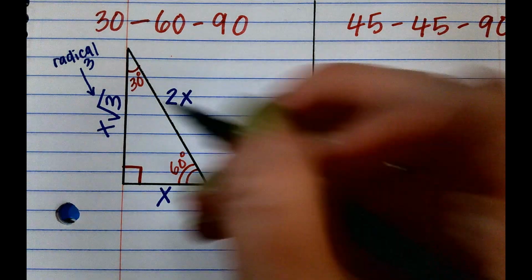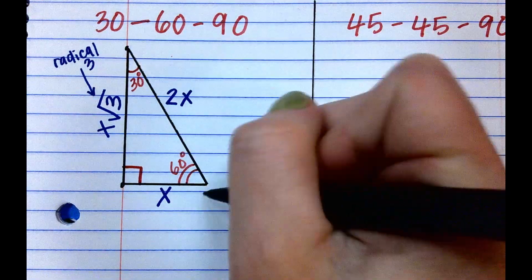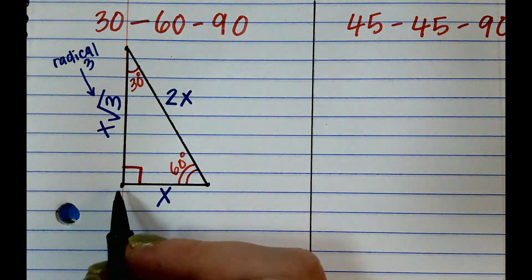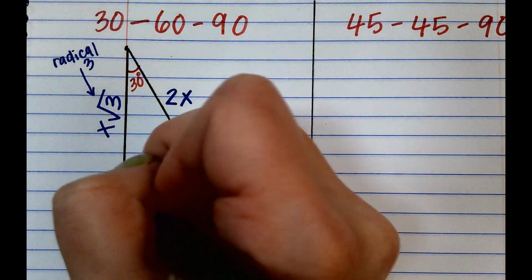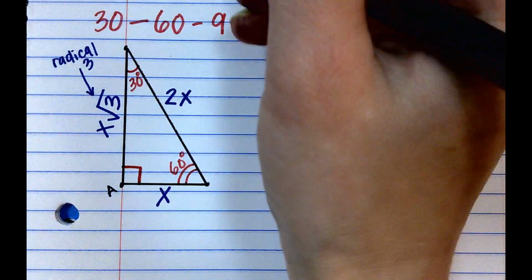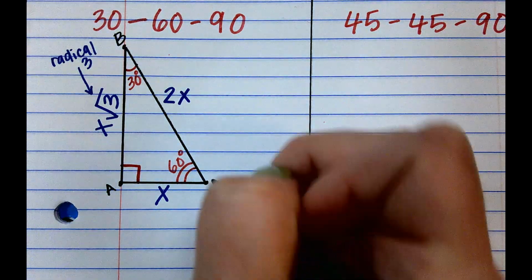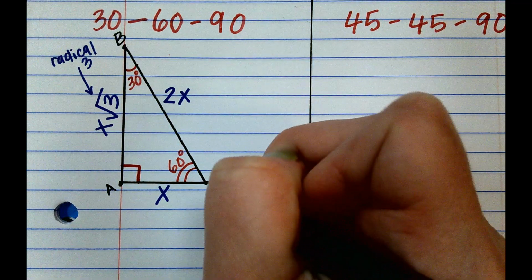And I'm going to label the points that make up the triangle. The one at the 90-degree angle, that point is going to be A. The point at the 30-degree angle is B. And the point at the 60-degree angle is C.